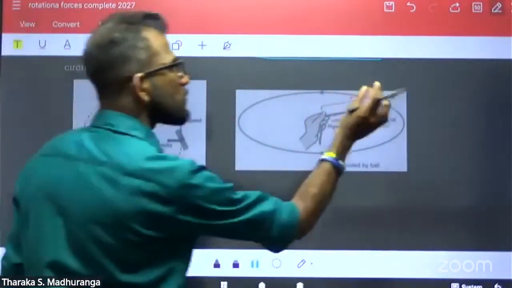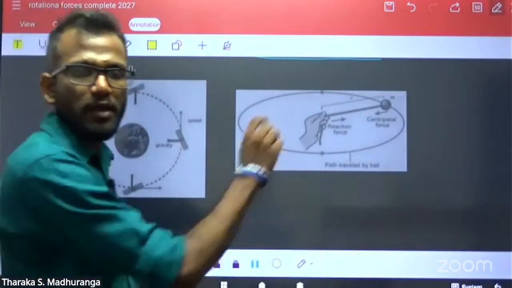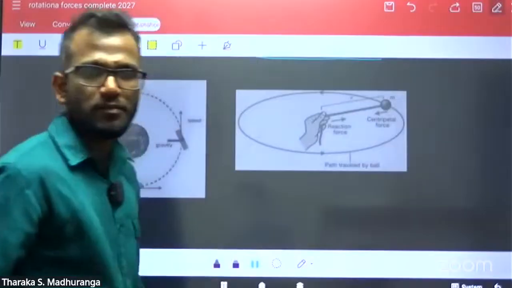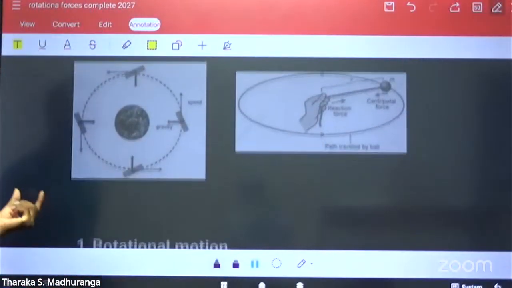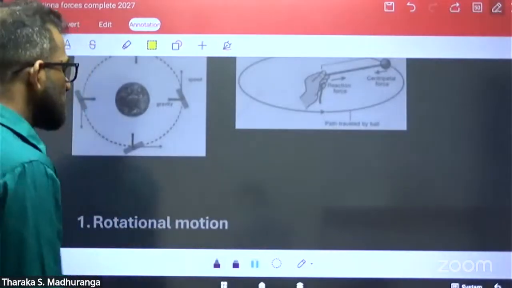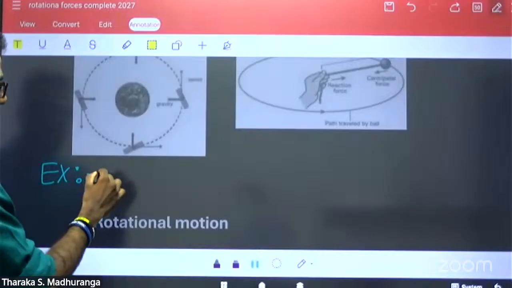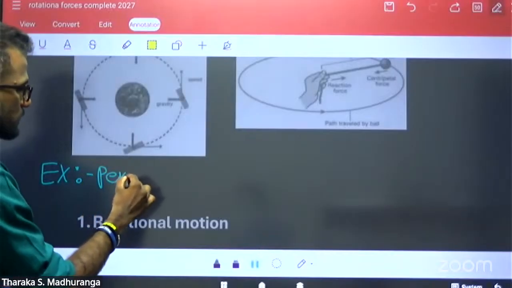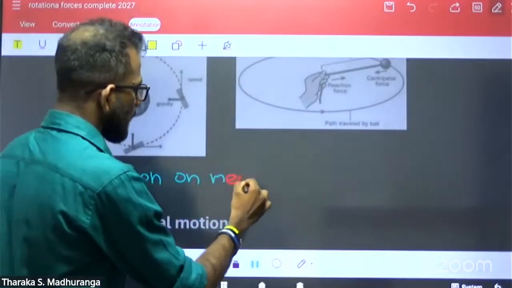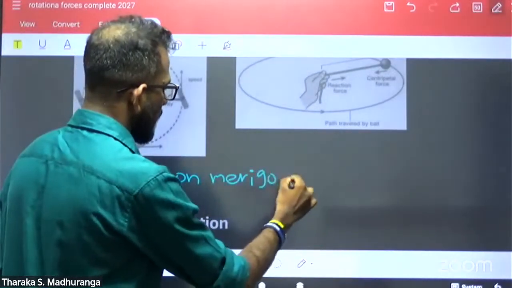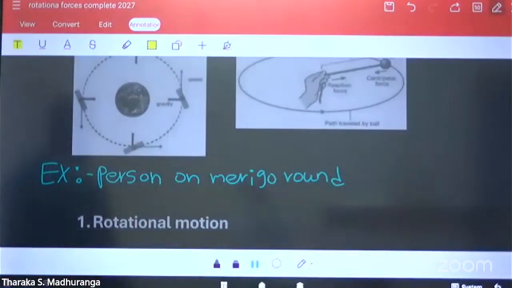This is a stone rotating by a string. Stone rotating by string, like for whatever particle, right? Then you can write more examples. Person on a merry-go-round. Okay, you can complete.